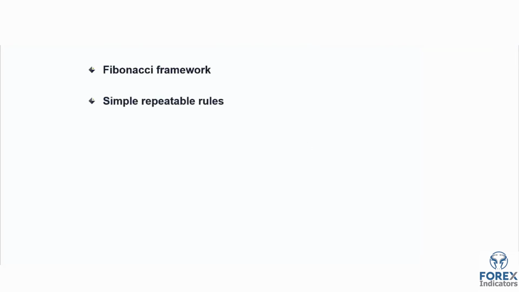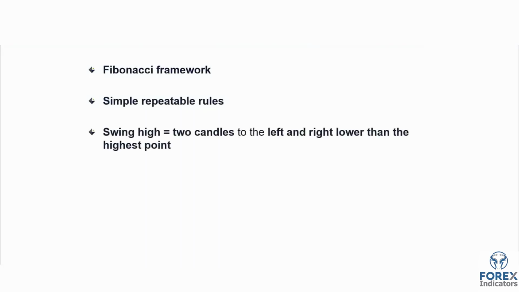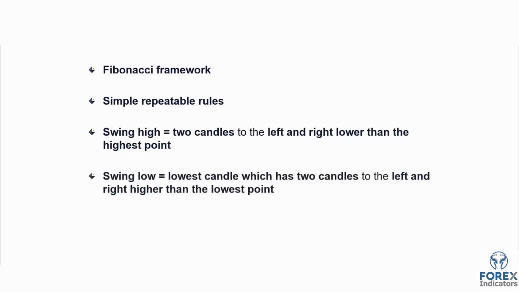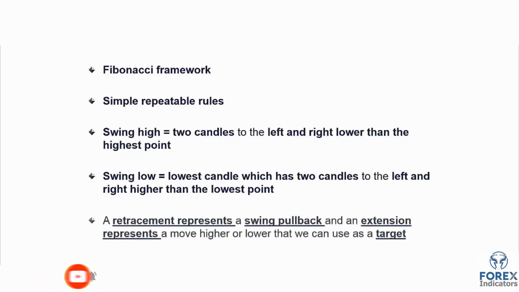So the Fibonacci rules are simple and repeatable. So what we define as a swing high are 2 candles to the left and 2 candles to the right that are lower than the highest point. Also, a swing low is the lowest candle which has 2 candles to the left and 2 to the right that are higher than the lowest point. So I will show you what that looks like visually.